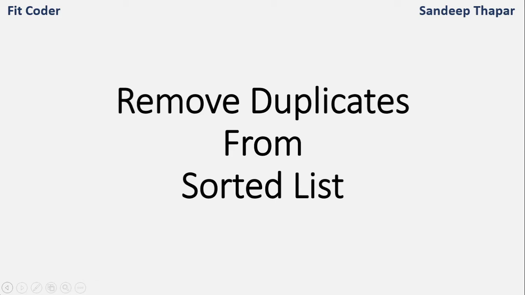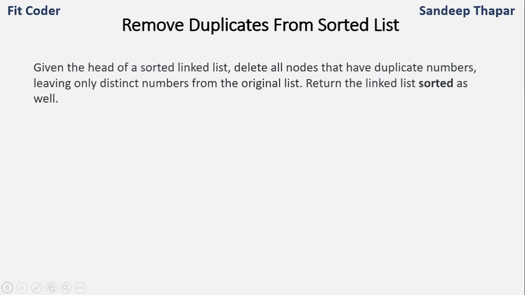Hi everyone, in this video we will discuss how we can remove duplicates from a sorted linked list. So we are given the head of a sorted linked list and we have to delete all the nodes that are duplicates. The linked list that remains should have distinct values and should be sorted as well.